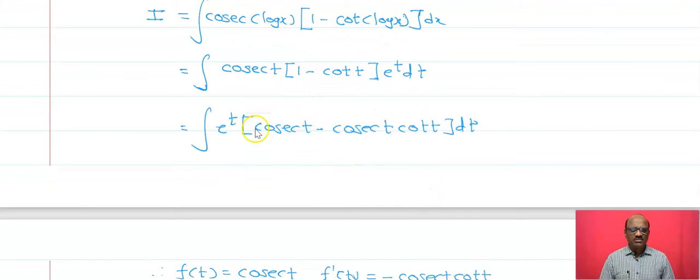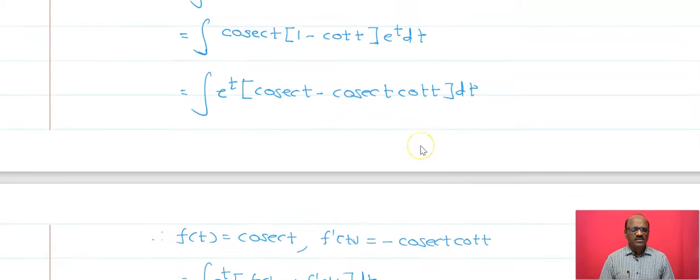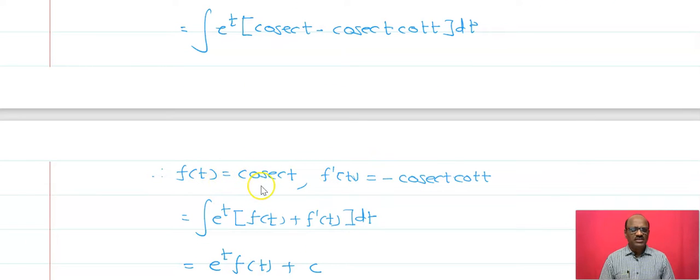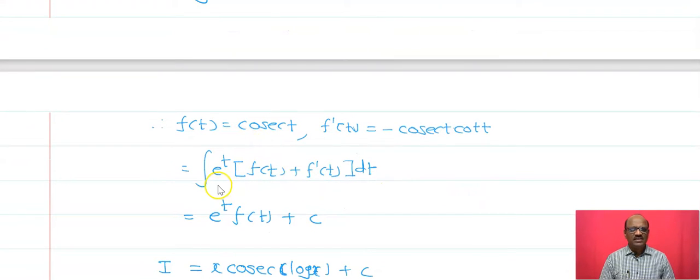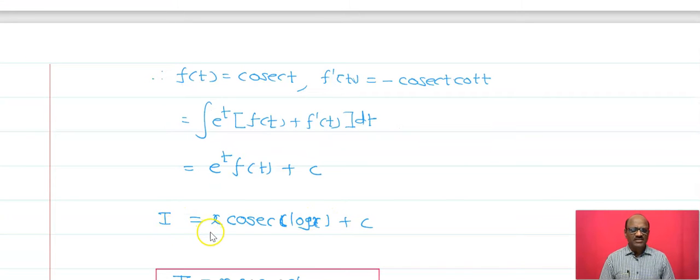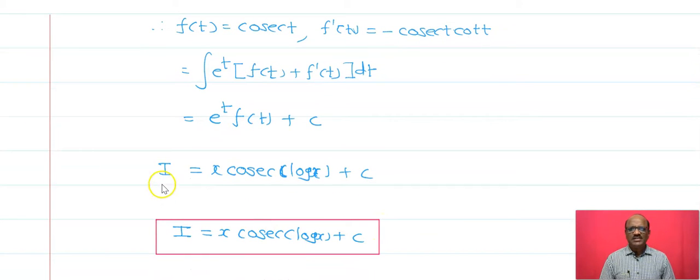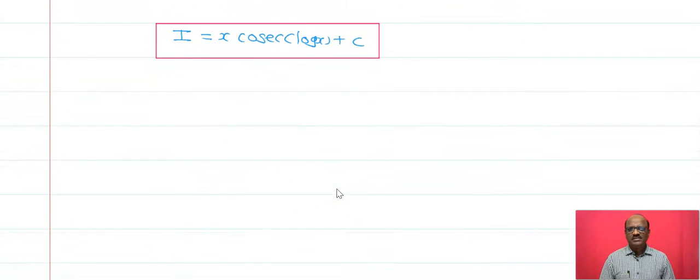What about here? The cosec t is our function f of t and its derivative is minus cosec t into cot t. Therefore f of t is equal to cosec t and f dash of t is minus cosec t into cot t, and that's why integral e raised to t in bracket f of t plus f dash of t into dt. Then its integration is e raised to t into f of t plus c, and hence I is equal to x cosec. We'll resubstitute the values. That is, f of t means cosec log of x plus c, and hence the answer is I is equal to x cosec log of x plus c, and this is the final answer.